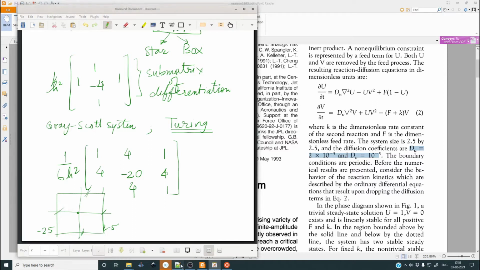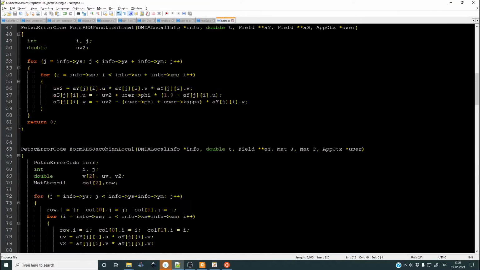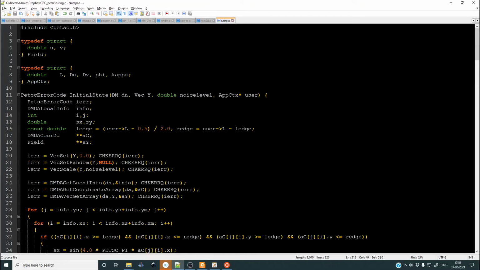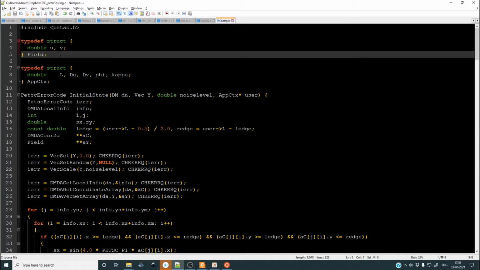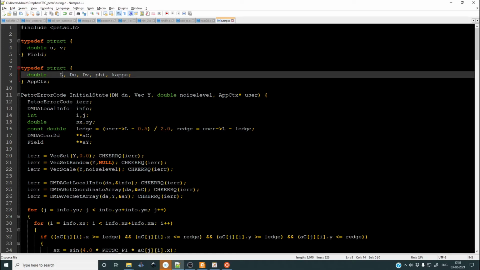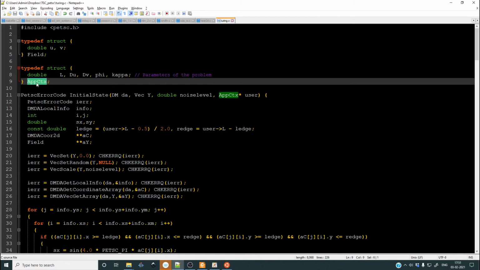So with this background, let us go to the program. I've written the program already. We'll do two things. We'll first create the field structure, which contains simply the u and v. We'll create a structure which contains the parameters of the problem, which are the length of the domain, the u diffusivity, the v diffusivity, the phi, and the kappa. These are the parameters of the problem. You will see the app ctx, that is the app context. It is being passed around to the functions so that you can construct everything in terms of the parameters that are packaged under appctx.